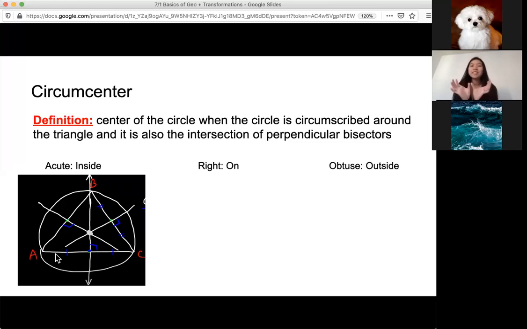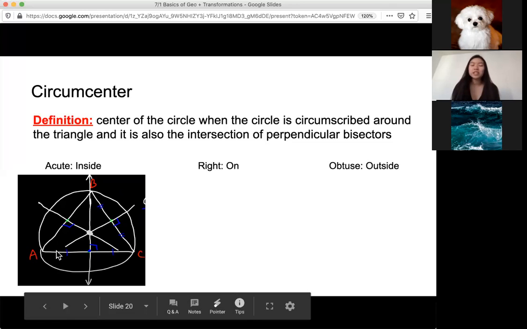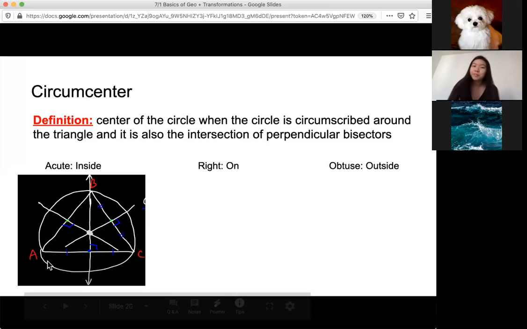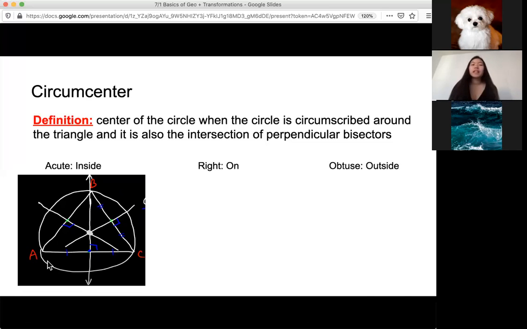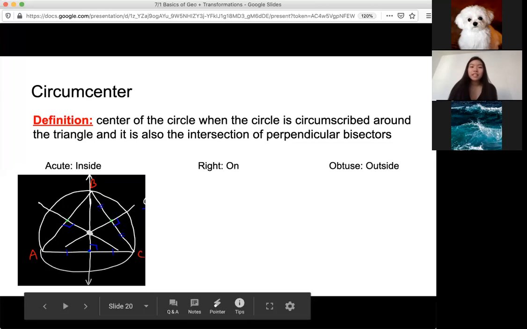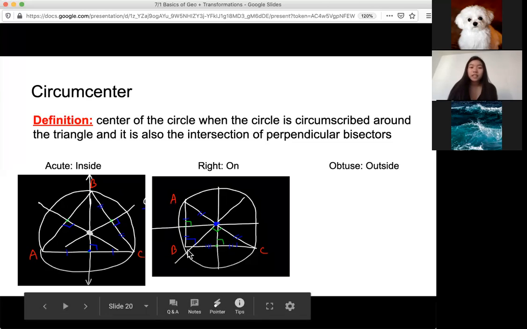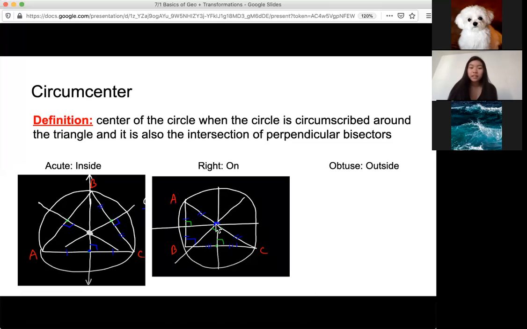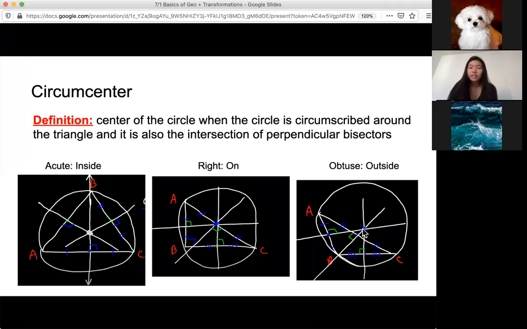It bisects two congruent sectors, and it's perpendicular to an opposite side. So it should have three right triangles again, right? So again, the acute should lie on the inside. It should lie right here on the right triangle. And obtuse, it should lie outside the triangle.